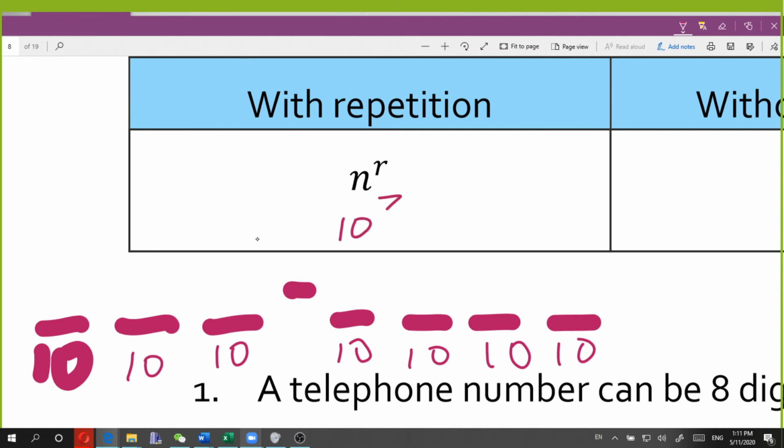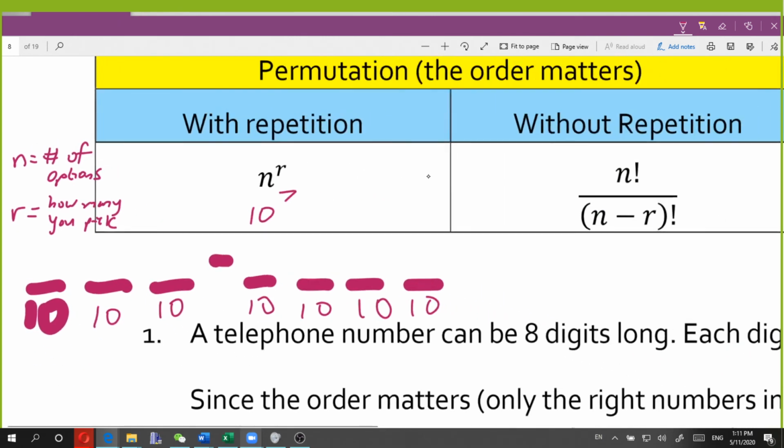In general, it's n to the r power, where n is the number of options and r is how many you pick. There are 10 options per digit, and we are picking 7 digits. Okay, any questions? Permutations with repetition first.